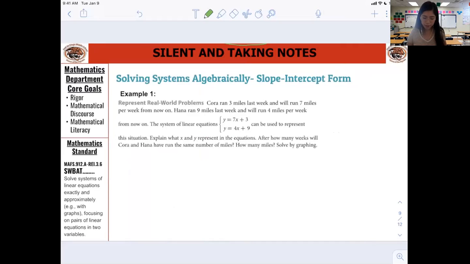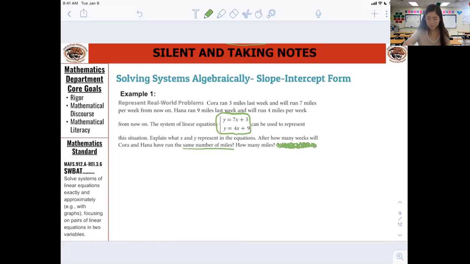So let's see. Cora ran 3 miles last week and will run 7 miles per week from now on. Hannah ran 9 miles last week and will run 4 miles per week from now on. The system of linear equations, shown here, can be used to represent the situation. Explain what x and y represent in the equations, and then after how many weeks will Cora and Hannah have run the same number of miles? How many miles? And it says solve by graphing, but I'm going to ignore that.